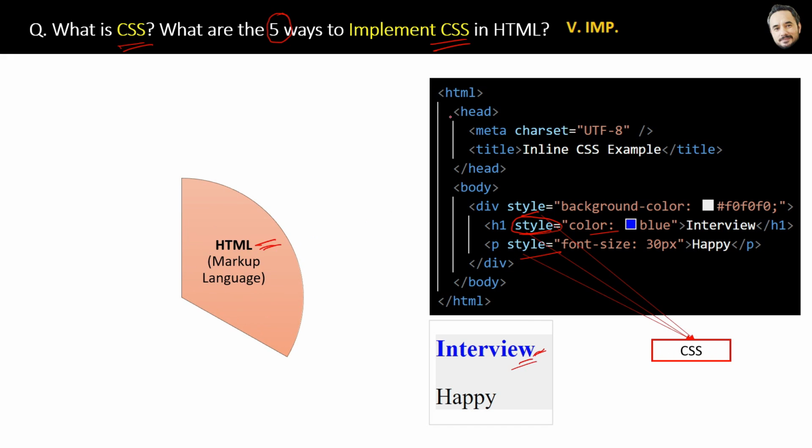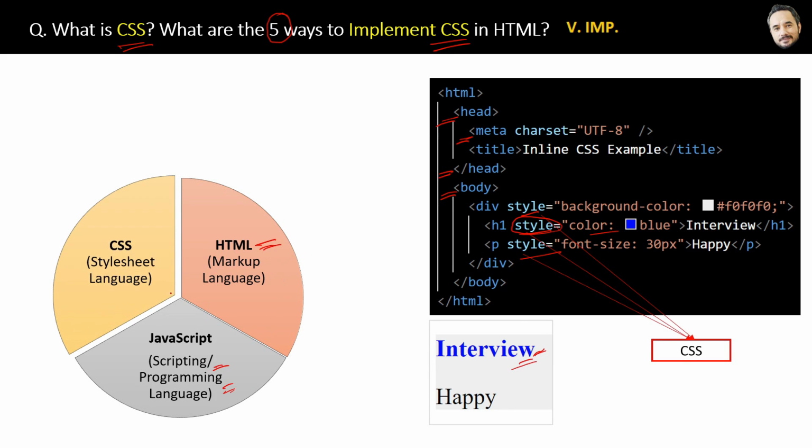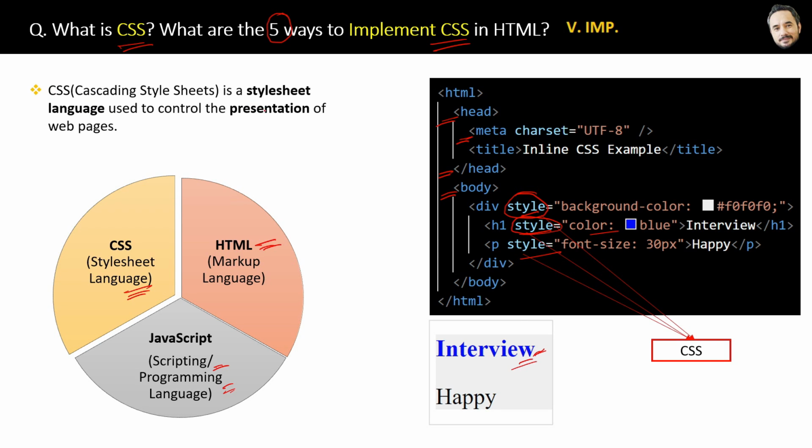What does it do? It structures the document with the help of elements. JavaScript is a scripting and programming language, whereas CSS is a style sheet language. Styling means setting the HTML elements' look, color, font size, width, height, etc. Because HTML is just the content in black and white format, CSS is responsible for formatting and making the HTML more beautiful and presentable. The conclusion is CSS, which stands for Cascading Style Sheets, is a style sheet language used to control the presentation of web pages.